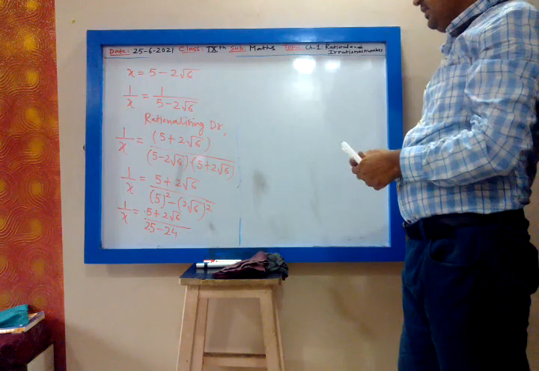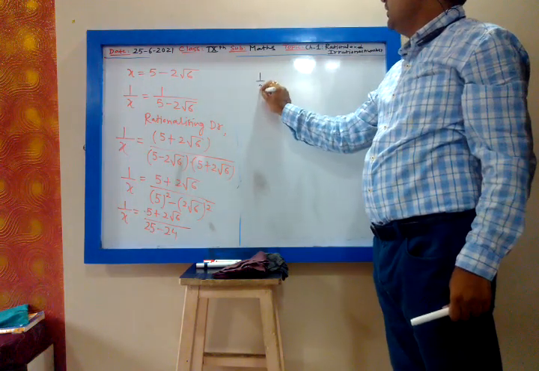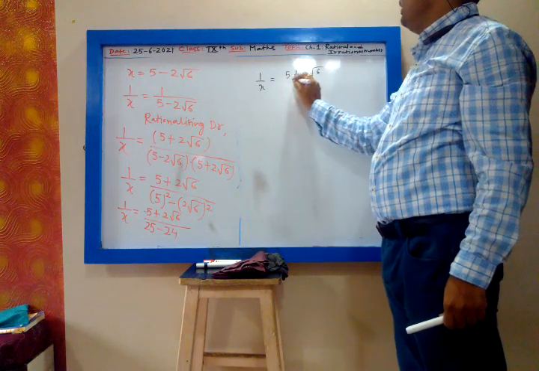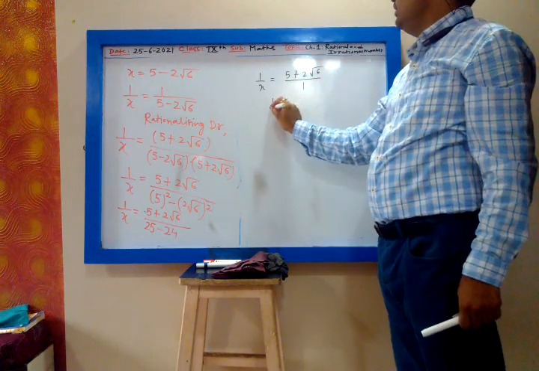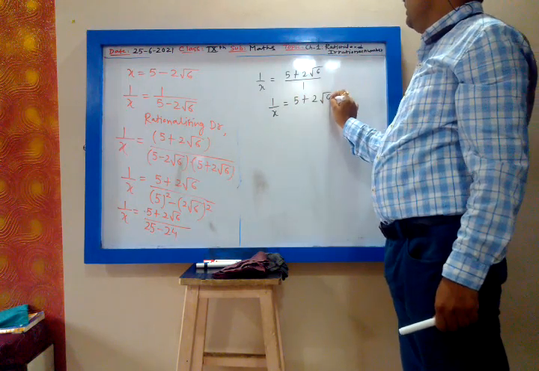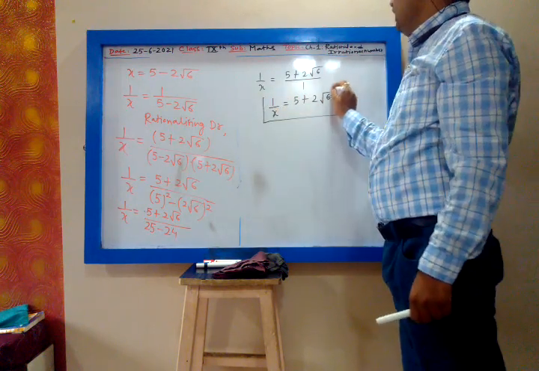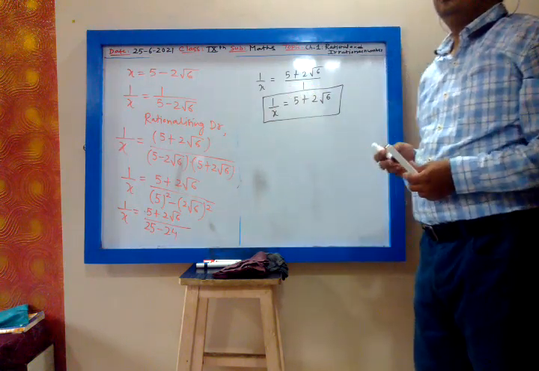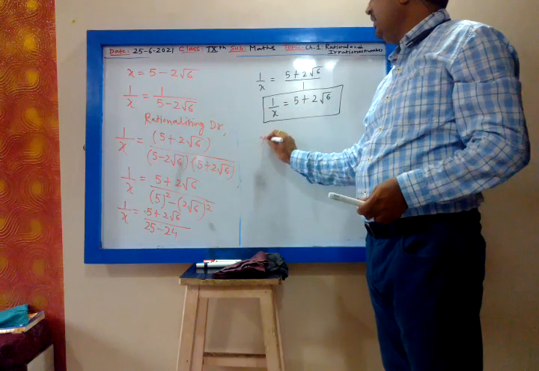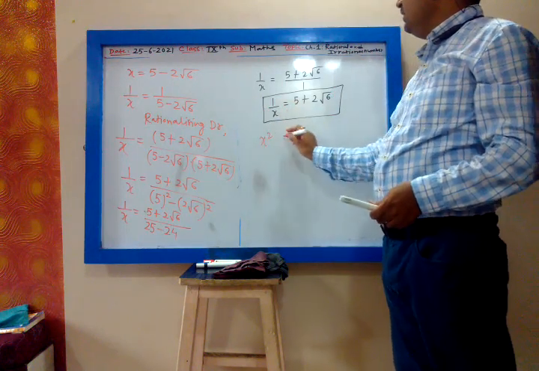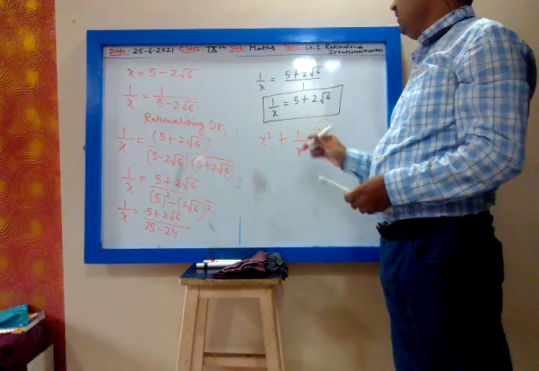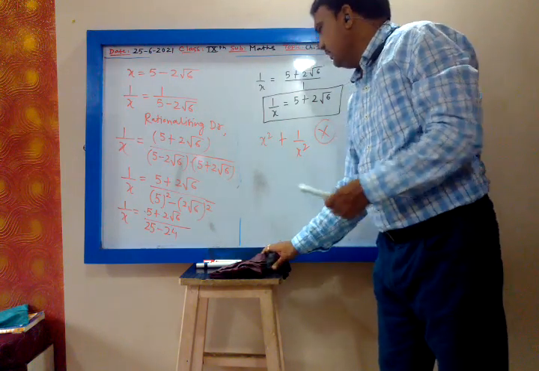So 1 upon x is (5 plus 2 root 6) upon (25 minus 24), which is 1. So 1 upon x is 5 plus 2 root 6. Correct. We have found it. Now don't square it again. What do students do in the examination? They find x square. Now you will square this and then add. The calculation becomes complicated. I will not advise you to square and add it.